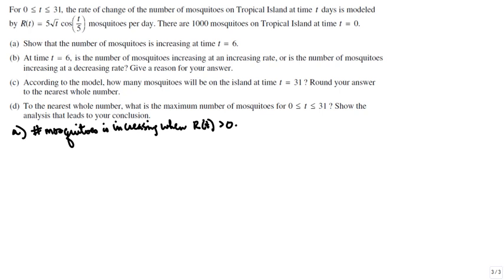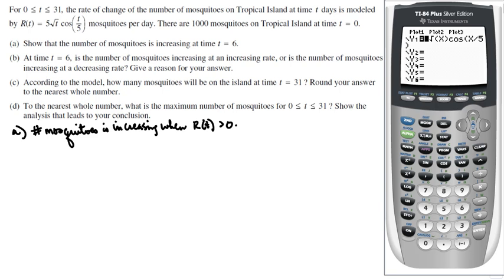So we state that the number of mosquitoes will be increasing when r of t, which is the rate at which mosquitoes are changing, is positive. So the first thing I'm going to do is enter that function in the calculator. Now I want to find if at time t equals 6, r of t is positive.